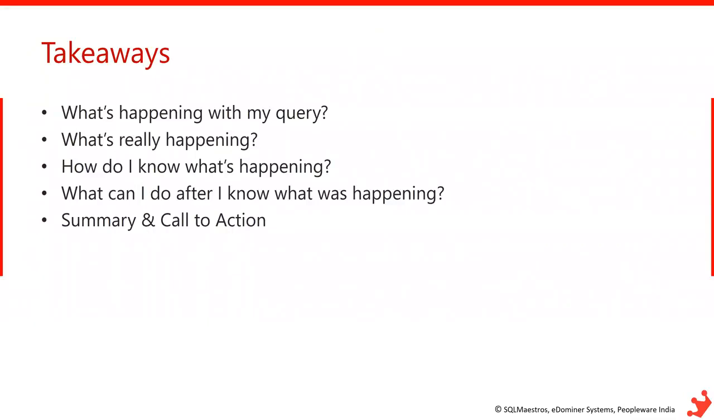Now, next is what's really happening. How do you know that? How do you find out what's really happening? So there have to be some tools at your disposal. And I'm going to talk about DMVs and extended events. Next, what can I do after I know what's happening? Well, the answer is very simple. You go ahead and fix it.